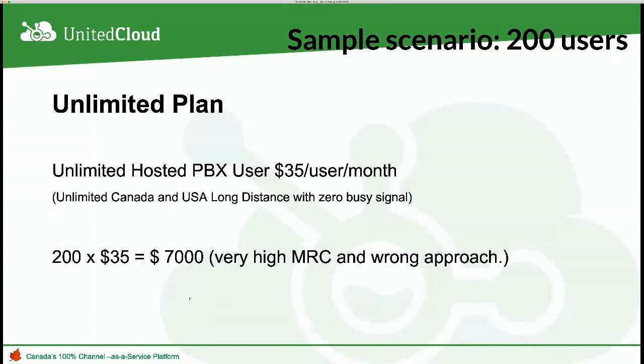So to give you a sample scenario here, let's say you have 200 users, using the unlimited hosted PBX users at $35 per user per month. Again, the plan includes unlimited Canada and USA long distance with zero busy signal. So 200 users times $35 a user equals $7,000. That's a very high monthly recurring charge, and definitely the wrong approach. You scare the customer off and you lose your chance of bidding on that job.